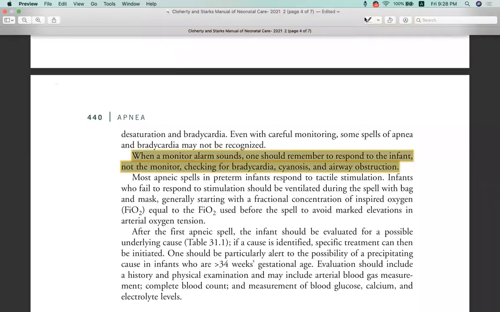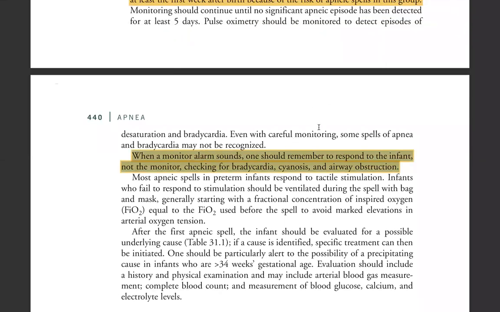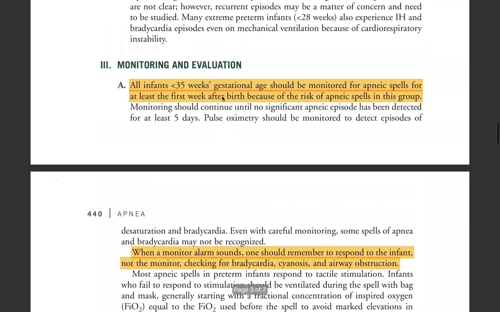The question will be asked: there will be a preterm baby, a 29 weeker or 31 weeker. What should you do when you see a baby present with apnea? What you should always write is that you should anticipate apnea in such a baby, and you should monitor for apnea in the first 7 days. So you should put the monitor.